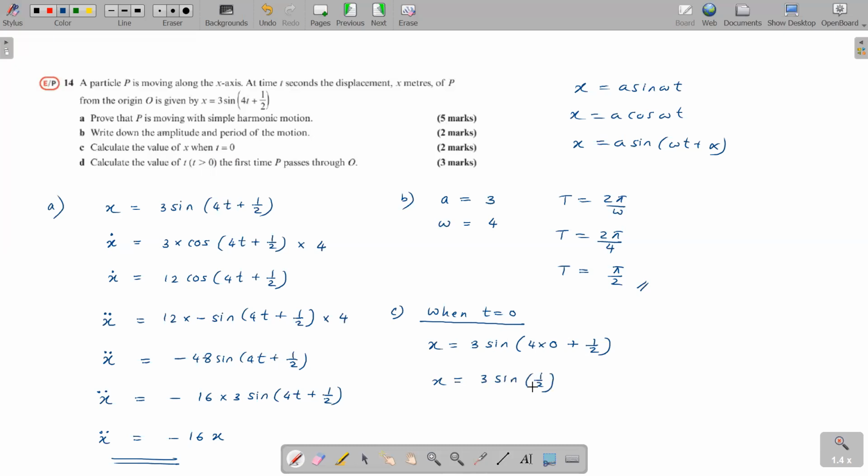So remember, you need to type sine half in the calculator, not sine inverse half. So what is sine half? What's the answer you get here? x equals 3 times sine half, and the answer is 1.44. Remember, calculator should be in the radian mode. Okay, this is to 3 SF. 1.44 meters, correct to 3 SF. All right.